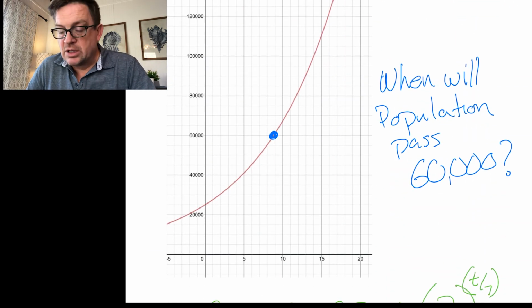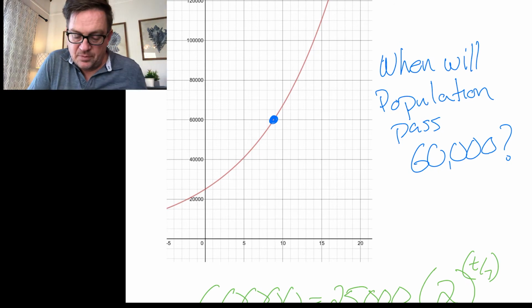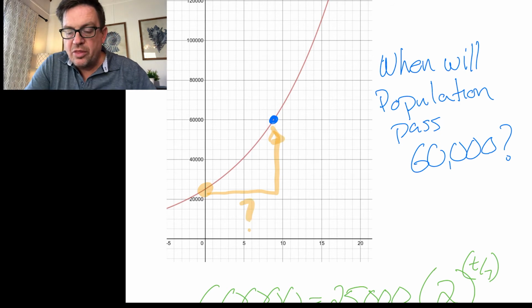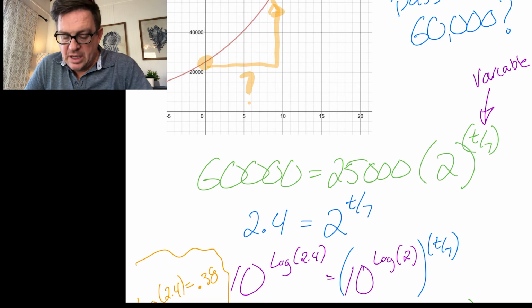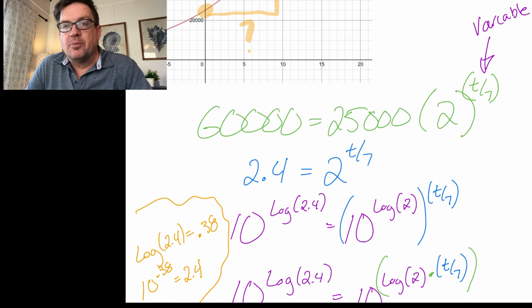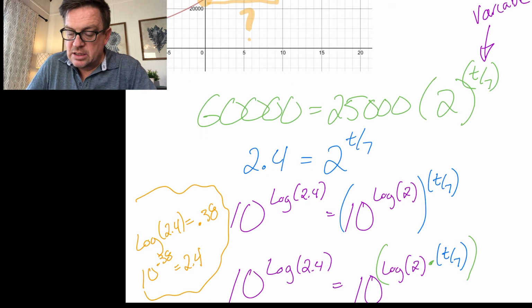So the other side of this question is, when will the population pass 60,000? If it starts off at 25,000, how long until it increases? So how do we find that? Well, that's where logarithms come in. When the variable is in the exponent, we need logarithms. And so logarithms work by changing everything to the same base, essentially. There are various techniques you can use with properties of logarithms, but the essential idea is that a logarithm is changing everything to the same base and taking the exponent. We'll use base 10 in our case.